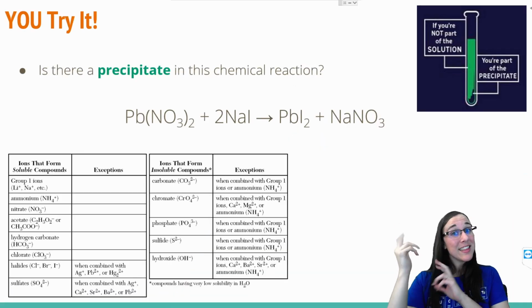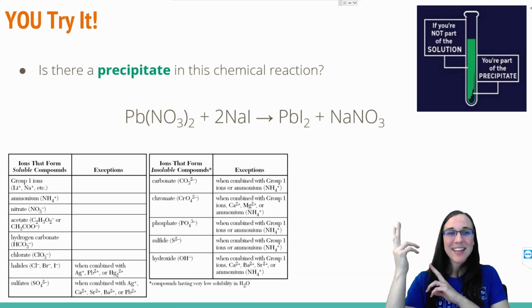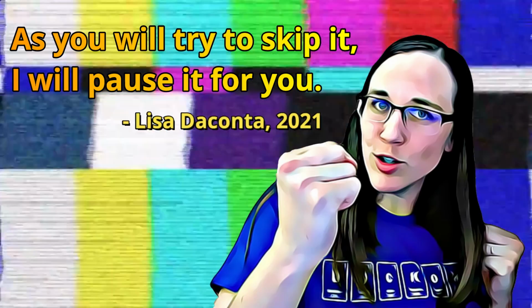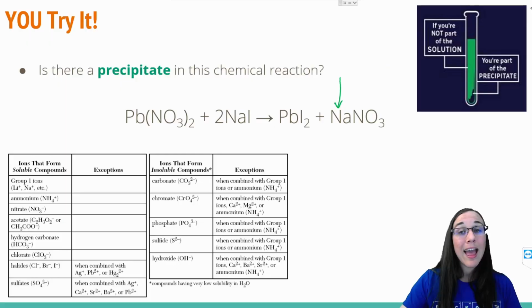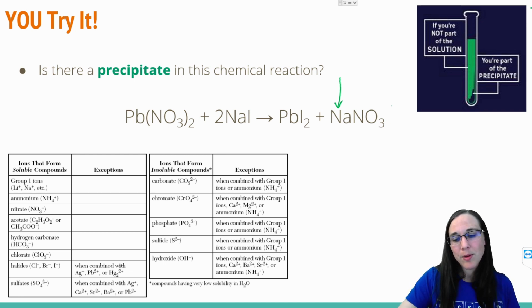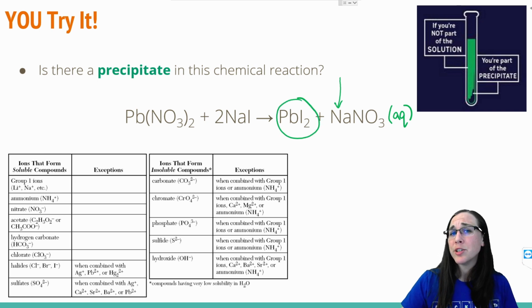Go ahead and give this double replacement reaction a try and see if there is a precipitate in the products or not. Pause the video now. Anything that has sodium in it is going to be an always soluble compound because sodium is an always soluble cation. Therefore, sodium nitrate would have to be AQ, aqueous. It's in solution. But what about the lead-2 iodide?